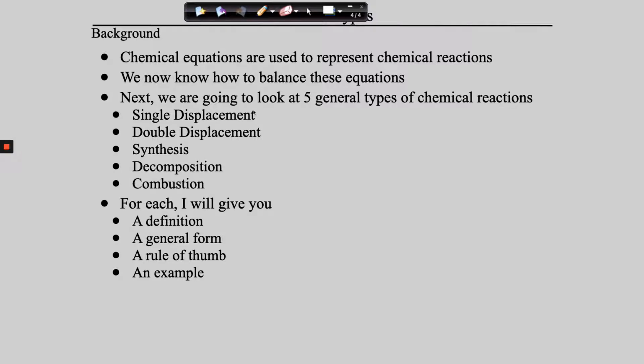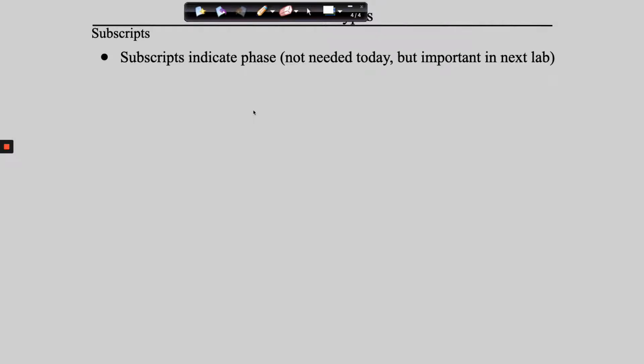Get the idea? Okay. Now, one other thing, again, please don't write this down, but this will be important for the lab. I'll remind you after spring break. When we write balanced equations in lab, we have to include subscripts. And these subscripts indicate the phase of the reactants and products.